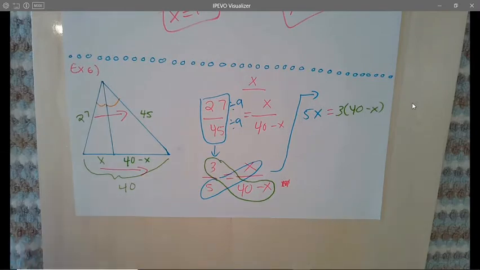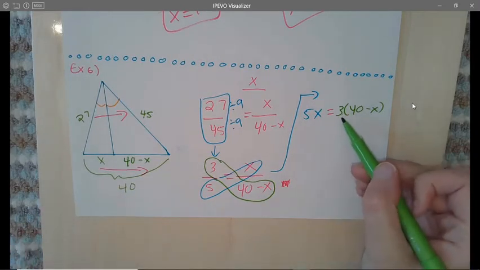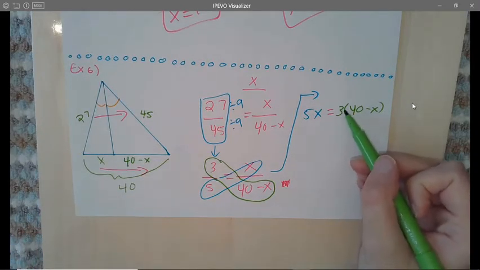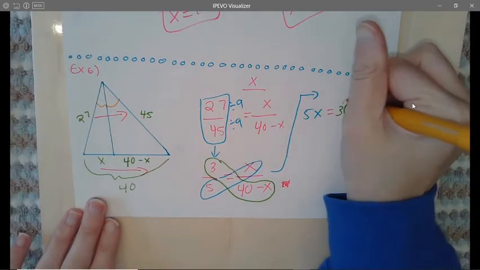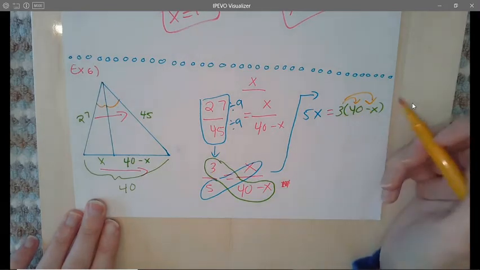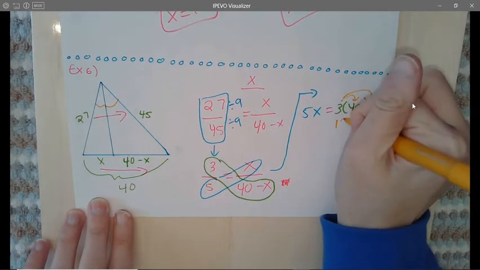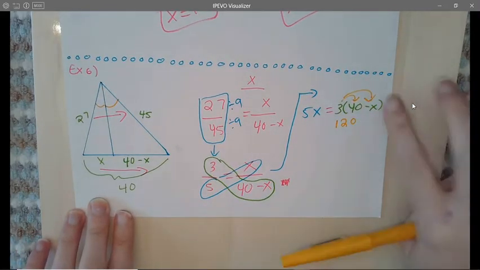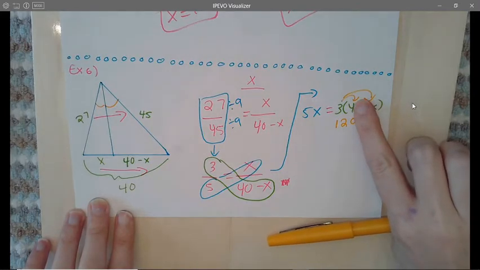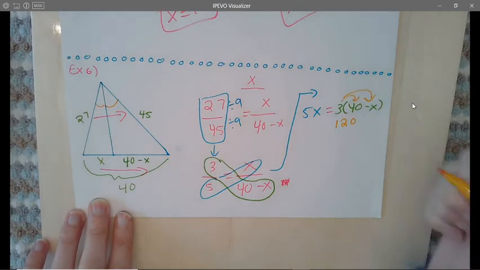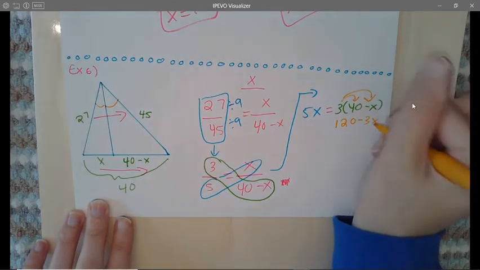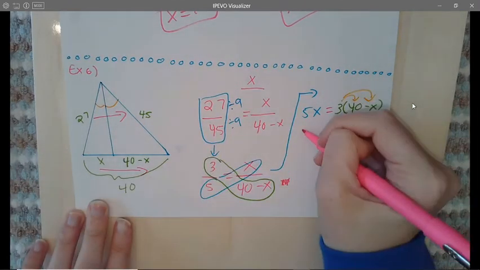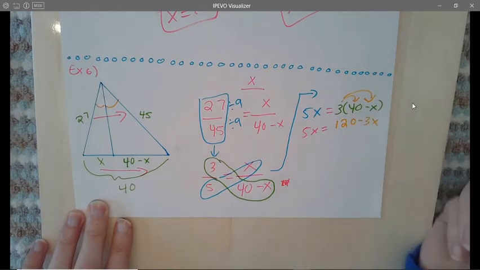Okay, let's solve for x. Whenever you have a number outside of a parenthesis, you're going to distribute the 3 to both numbers. So 3 times 40 gives me 120, because 3 times 4 is 12, so 3 times 40 is 120. And 3 times negative x is negative 3x. And that will equal 5x.